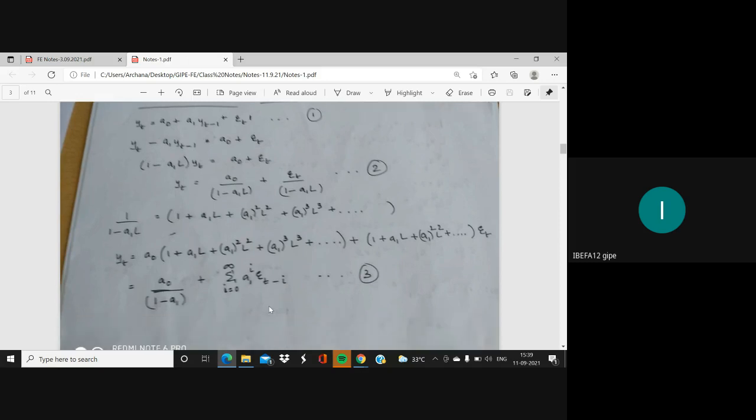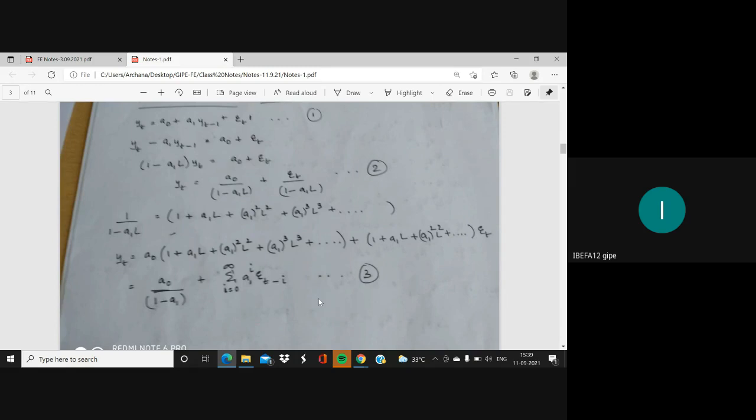The same applies here. So I've just written that same thing over here: a0 multiplied by that same infinite sum. It just reduces to this. So this is just an alternate method of writing the same thing. Equation 2 and equation 3 are basically telling you the same thing.